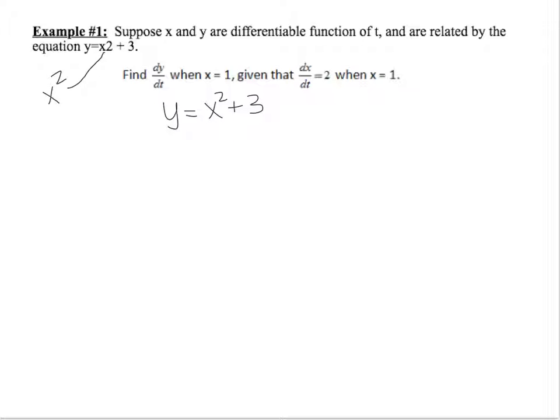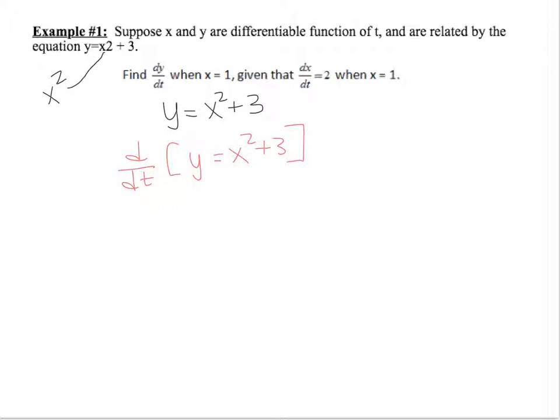The question is, can we find dy dt when x equals 1, given that dx dt equals 2 when x equals 1? So find the rate of change of y with respect to time when x is equal to 1, knowing that x is changing at a rate of 2 at that same time when x equals 1. So very simply, all I want to do is take d dt of y equals x squared plus 3, and try to solve for dy dt when x is equal to 1.